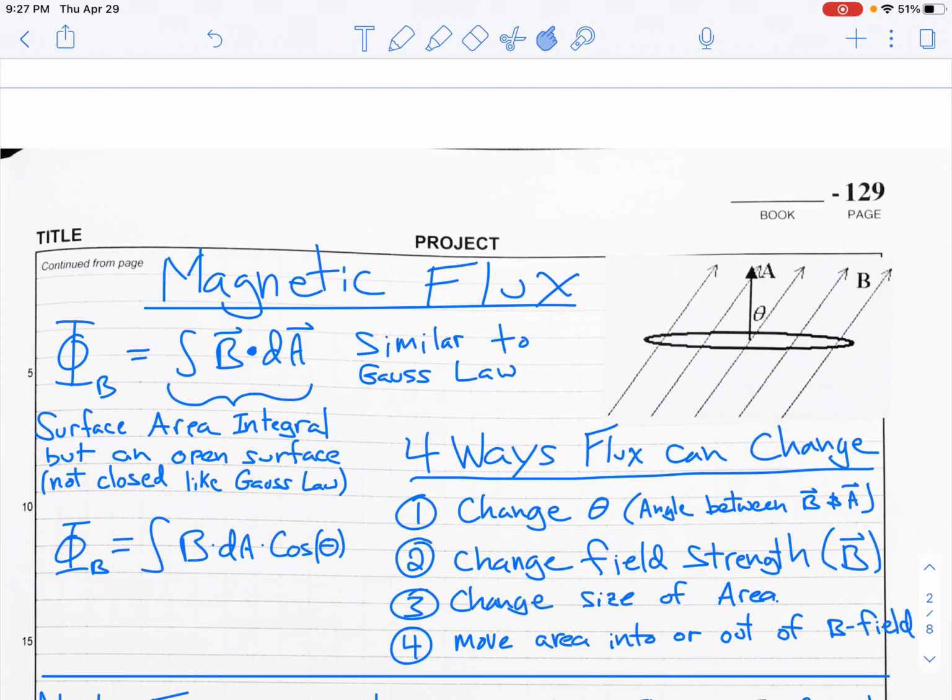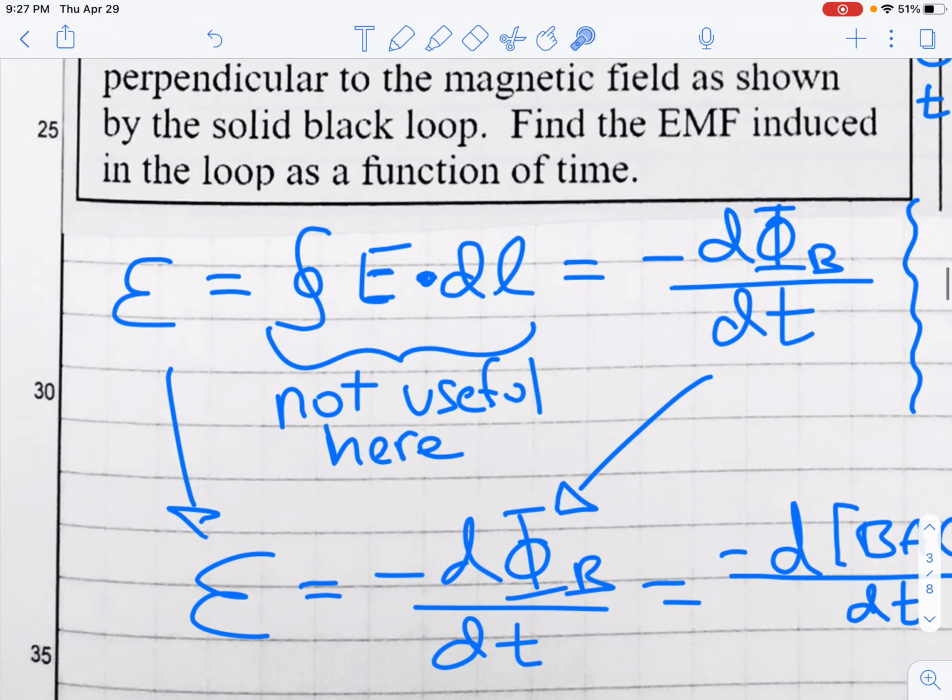All right, back for the next example. Remember, 4 ways flux can change. Change the angle, we just did that. Change the field strength while keeping these other things constant. That's what we're going to look at next.